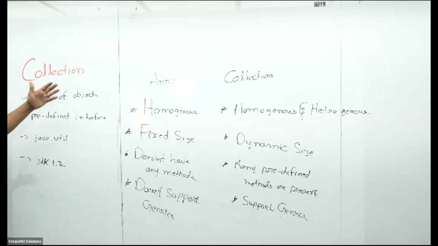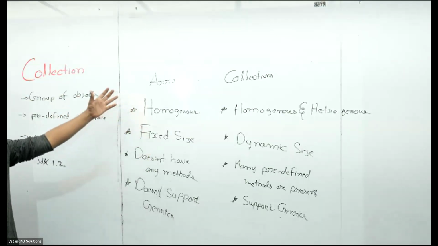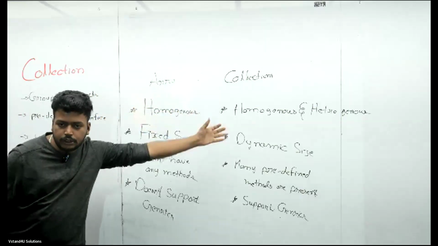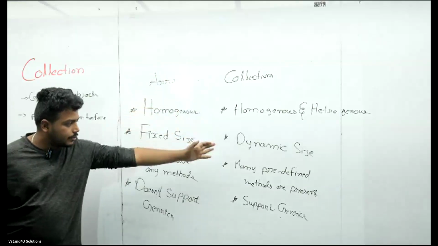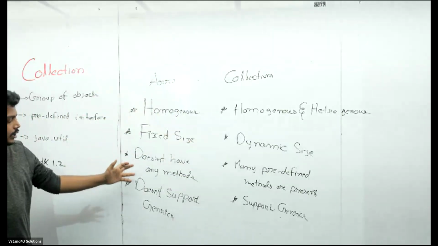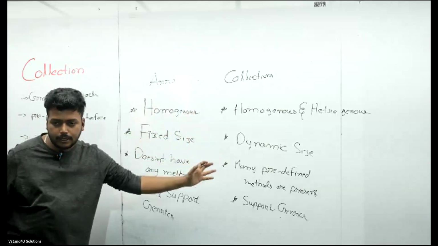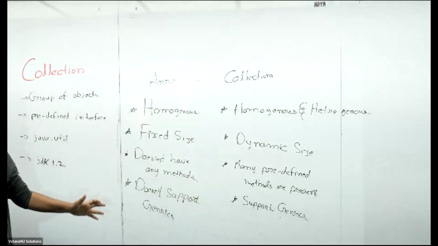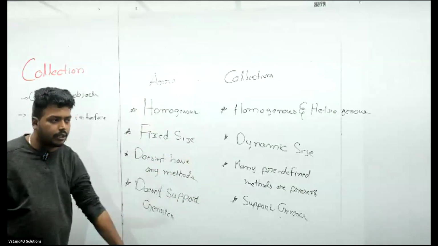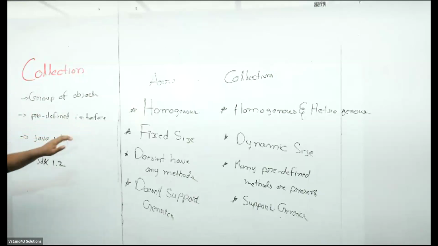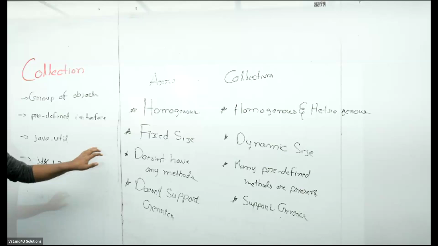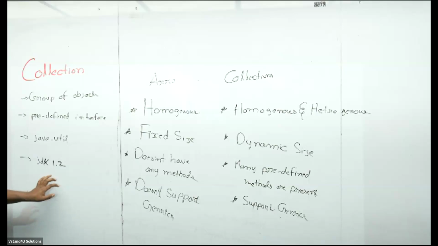Now tell me the difference between array and collection. Array is homogeneous, collection is homogeneous and heterogeneous. Array is fixed size, collection is dynamic size. Array does not have any methods. Many predefined methods are present. Does not support generics. Support generics. What is collection? Collection is a group of objects. It is a predefined interface present in java.util package, and collection was introduced in JDK 1.2. Okay, write this.